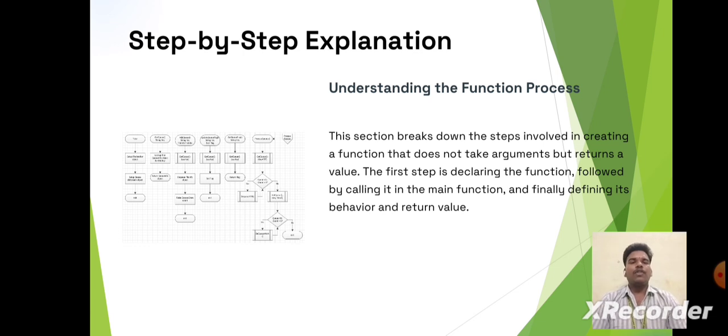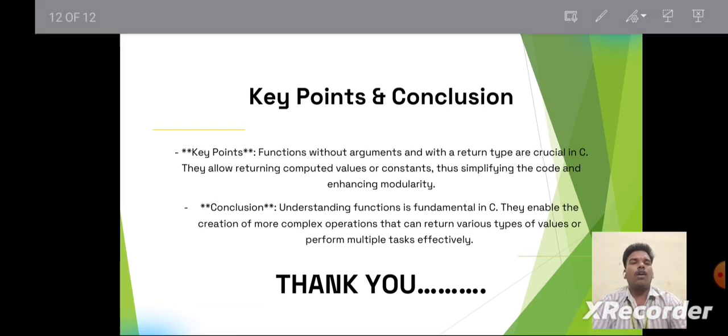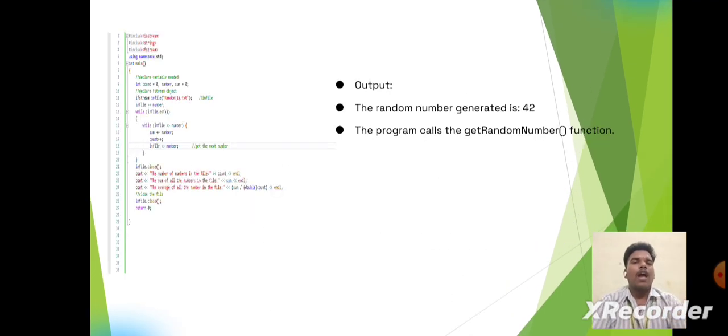In the process, we are not going to use any type of arguments, and we will not take inputs from the user. So therefore we will define a function where we will operate on the variables, and the output will be a random number which will be fixed, as I said in the earlier example, the random number 42, and the program calls the get random number function.